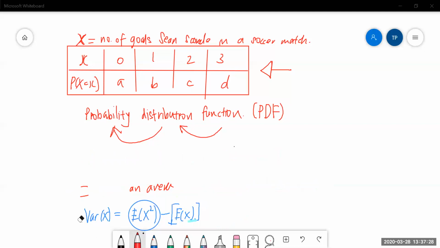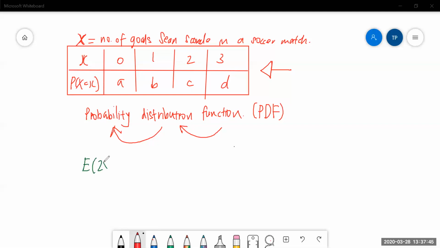The properties of expectation and variance. Let's say I have expectation of 2x minus 3. When we have this, what do you suggest? How are we going to find the expectation, considering that we know that the expectation of x is 5? How are we going to find the expectation of 2x minus 3?